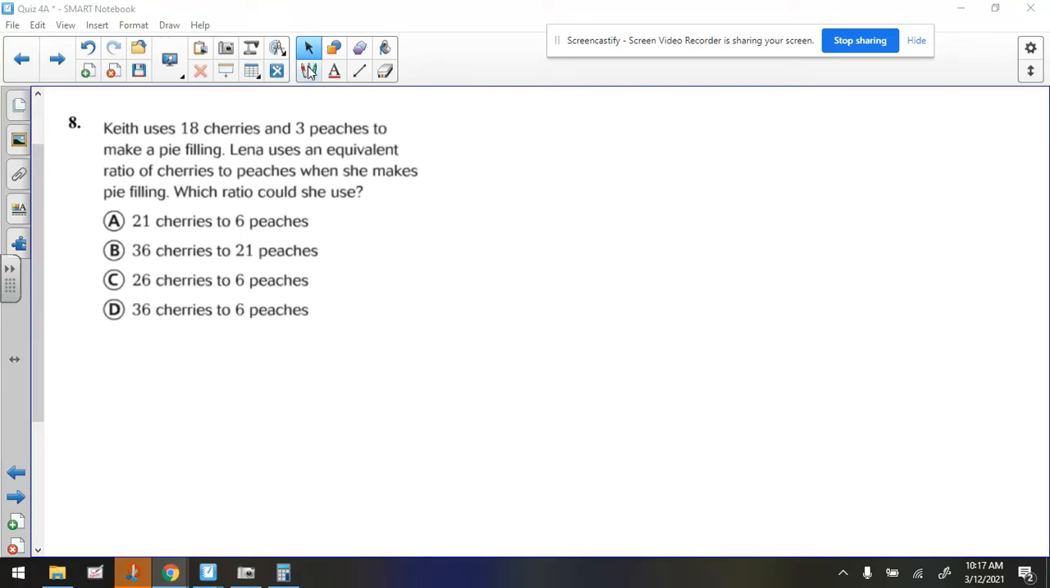We're taking a look at question number 8. Keith uses 18 cherries and 3 peaches to make a pie filling. Lena uses an equivalent ratio of cherries to peaches when she makes pie filling. Which ratio could she use?